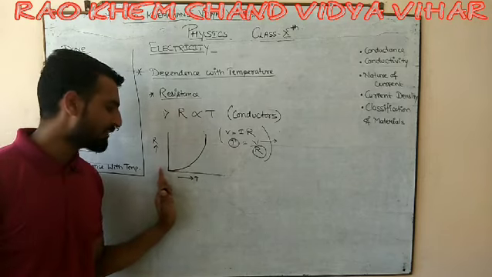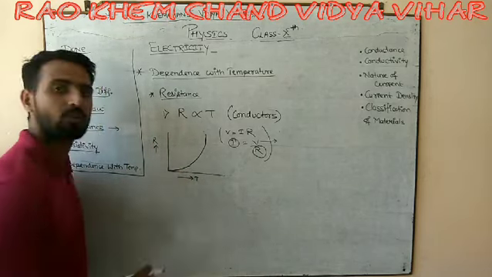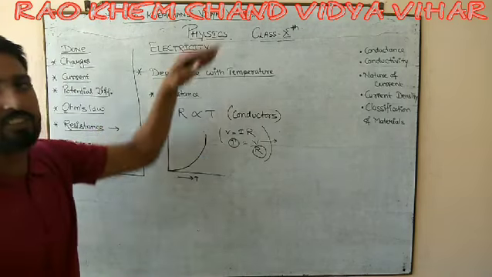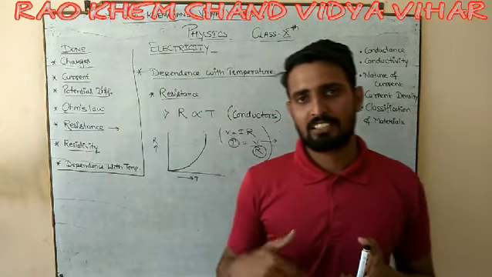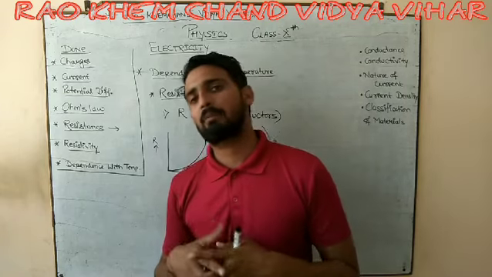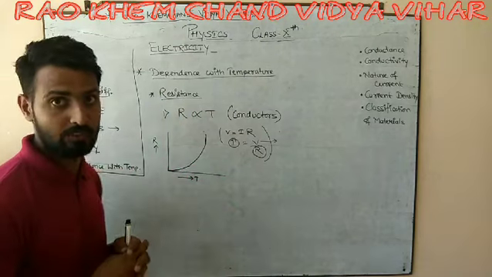Means initially, when you increase the temperature, resistance increases, but in a small amount. But after some time, when you increase the temperature, resistance increases abruptly. Means with the change in temperature, the change in resistance is not even, it is not equal, in the case of a conductor. So you should know that.